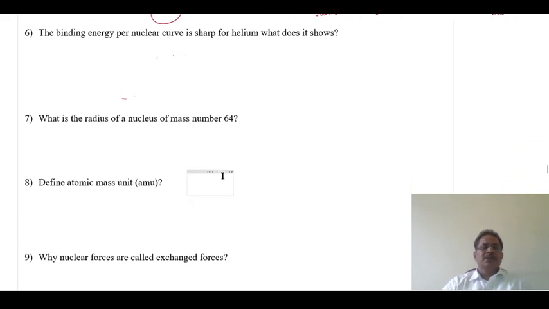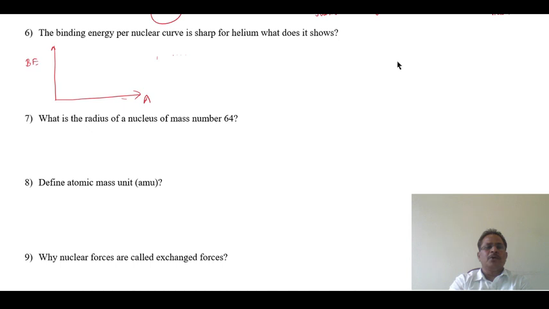Now question 6: the binding energy per nucleon curve is sharp for helium. What does it show? This is one characteristic of this binding energy curve. You might have drawn this earlier in this classroom. This is a curve between mass number and binding energy per nucleon, or the amount of energy released in a nucleus divided by number of nucleons. This is also called specific binding energy. If this curve is plotted, it shows various spikes. It goes increasing, reaches a maximum, and then starts falling again.